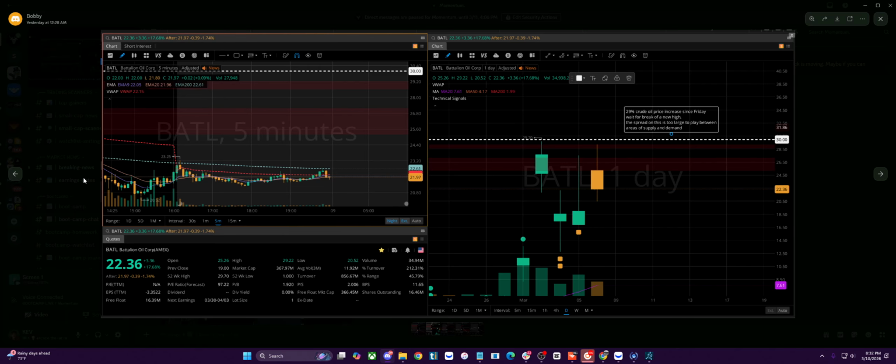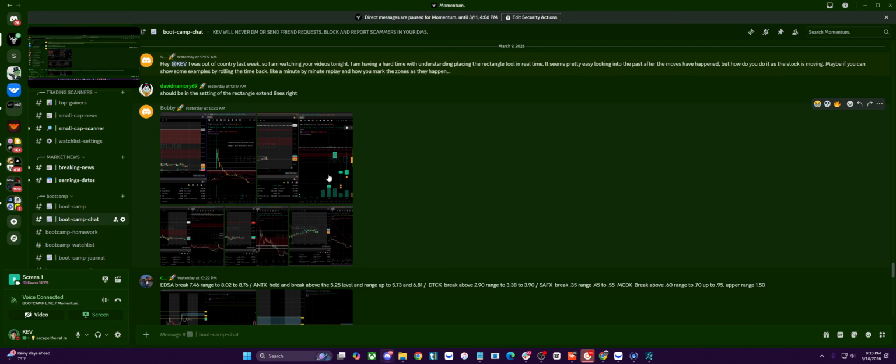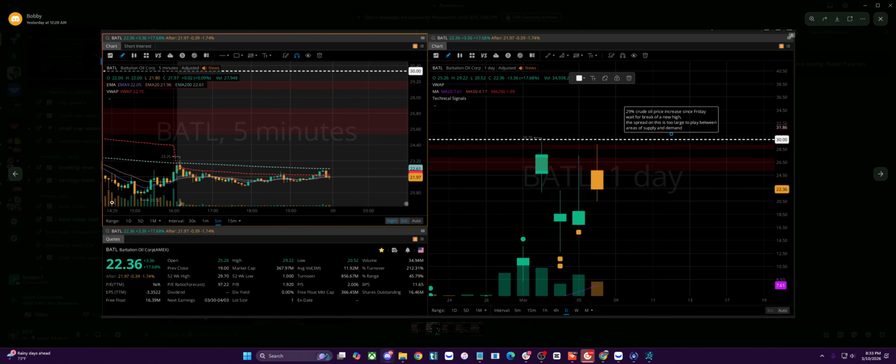Let's see. VATL, 29% crude oil price increase since Friday. Wait for break of a new high. Spread is too large to play. I agree. The spread here is large on BATL. I hate the higher price names at times. They can really have wide spreads.